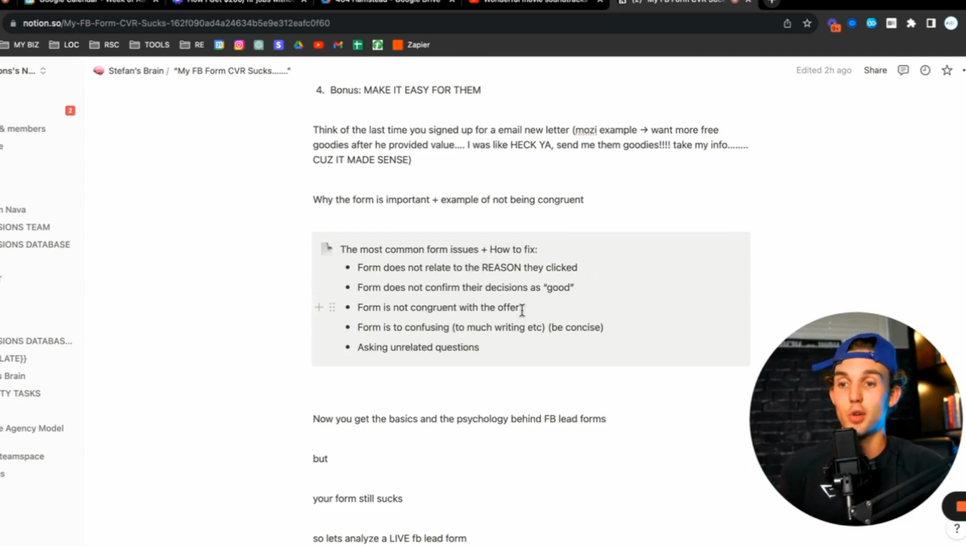Last two things here is your form is too confusing. If your form is confusing, people will not fill it out because there's too much friction. People nowadays hate friction, and they hate doing things that take them time and that they have to put effort into. So we want to make things as simple and as easy as possible for the person filling out the form. And the last one is asking unrelated questions. Do not ask questions that you do not need the answer to.